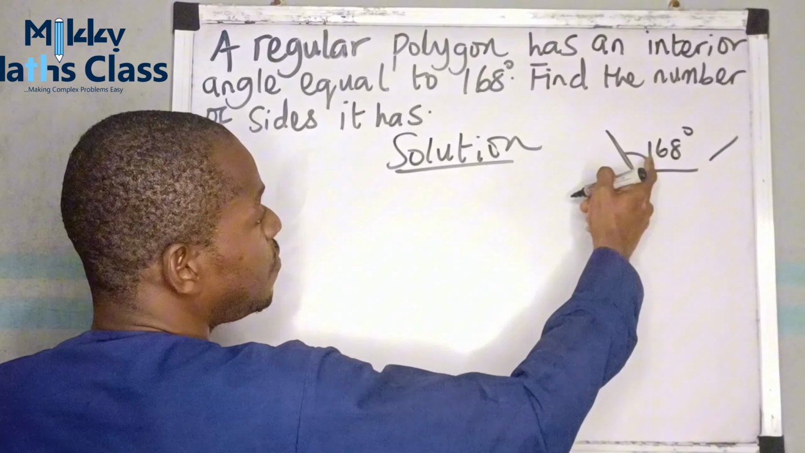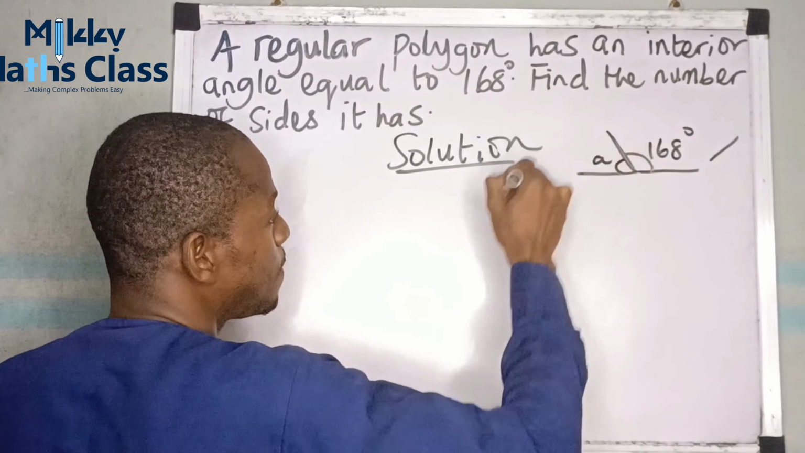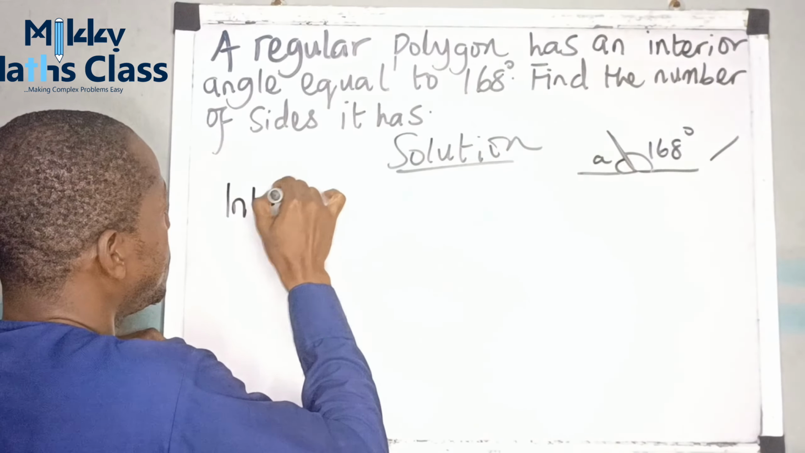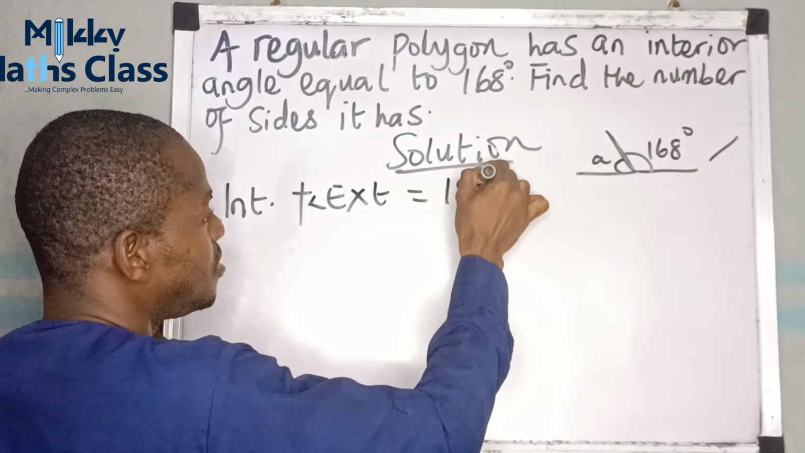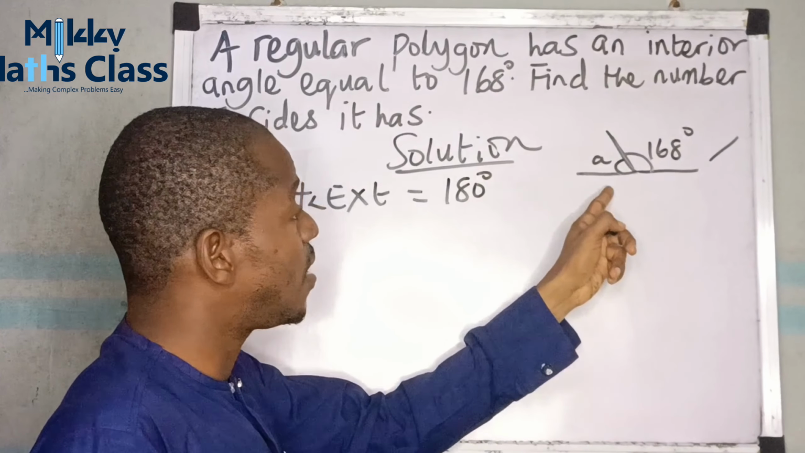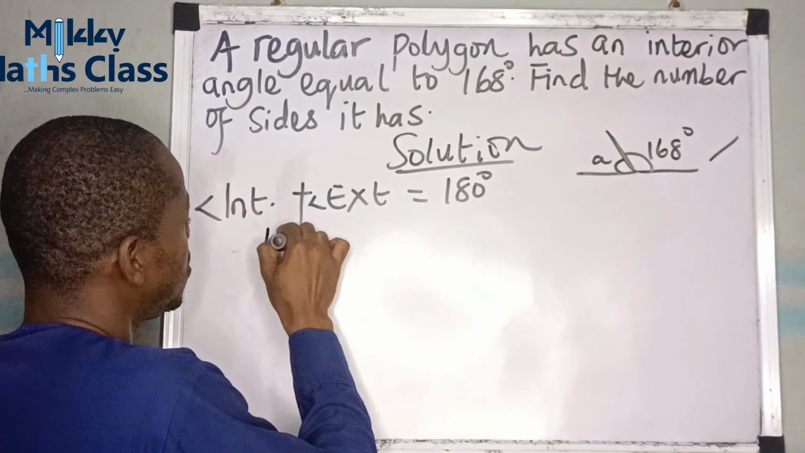The first thing, if the interior angle is 168, now the exterior angle, we can call it A. Now interior angle plus exterior angle will give us 180 degrees because they lie on a straight line. So our interior angle, that's 168, plus A is equal to 180 degrees. So it follows that our A is equal to 180 degrees minus 168 degrees, which is 12. So our A is 12 degrees. So each exterior angle there is 12 degrees.